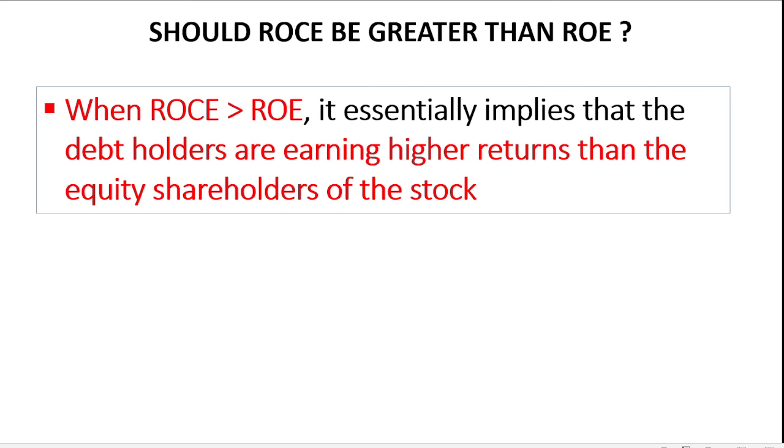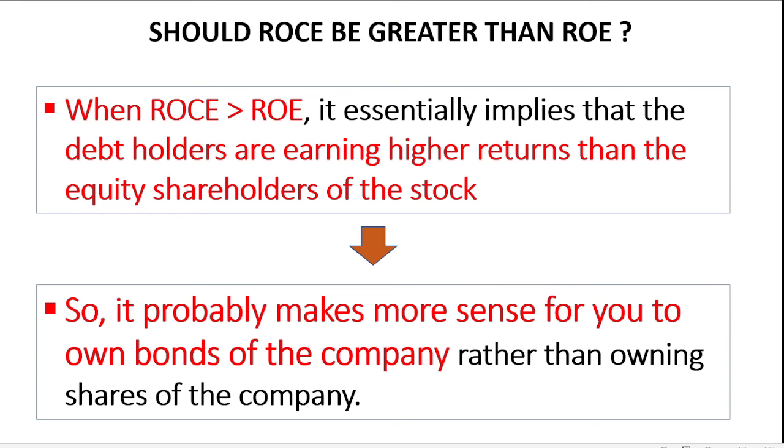Because if you remember the formula, in ROE it's equity capital, and in ROCE it is equity capital as well as debt capital. So if ROCE is greater, then it means that debt holders are earning higher than equity holders, and hence it complicates the situation because it probably makes no sense for you to own the shares of the company. Instead, you should own the bonds of the company because ROCE is greater.